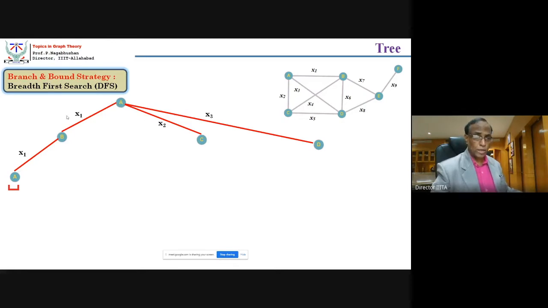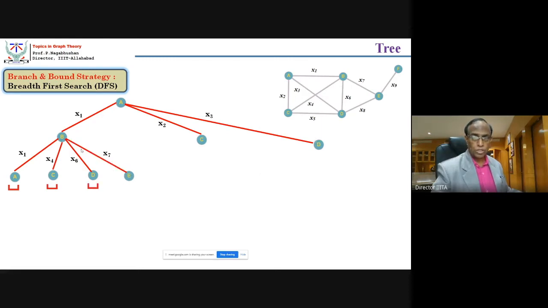There are 2 reasons. One, x1 should not repeat. Two, naturally, vertex A should not repeat. x4, see here, nowhere is x4 used, but C is already present here in the first round of branching. Therefore, that should be bound. Now, from B, what is the other choice? I can take x6. No doubt x6 is new, but D is already present. Therefore, that should remain bound.